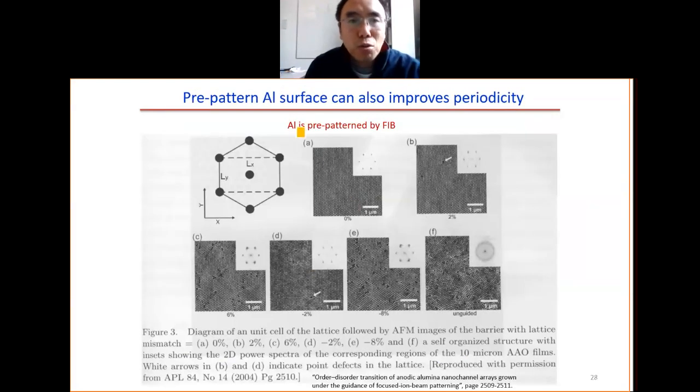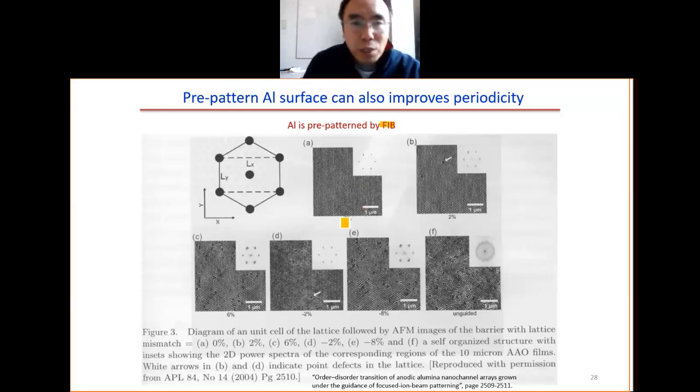So obviously you can also do the lithography. In this case, you can easily use focused ion beam to drill some holes in the aluminum. When you drill the hole in the aluminum, then you do the anodization. Obviously, the anodization will follow the hole pattern. So again, the period of the holes etched by FIB should match the natural period of the anodization process.